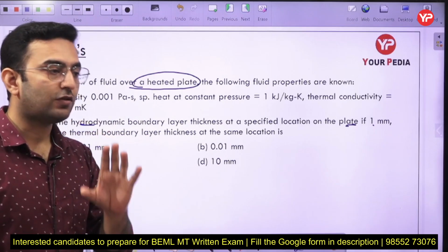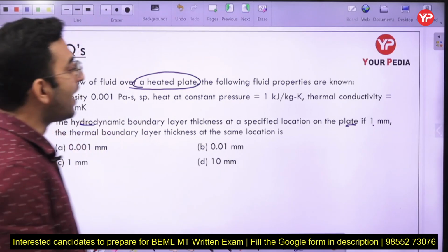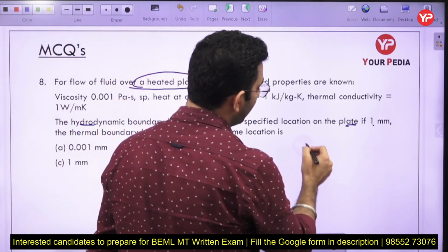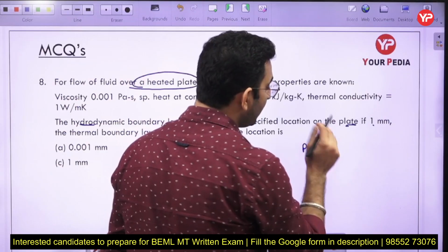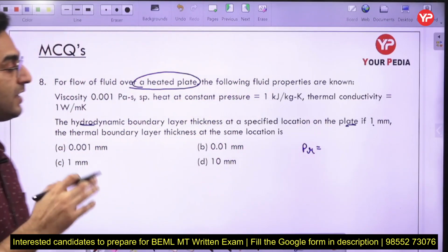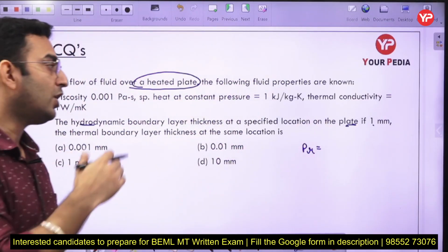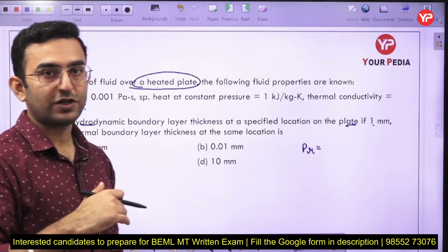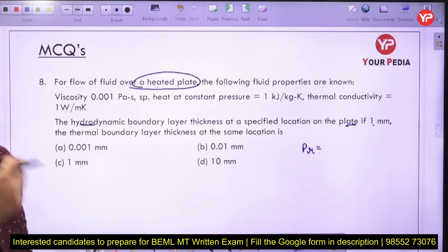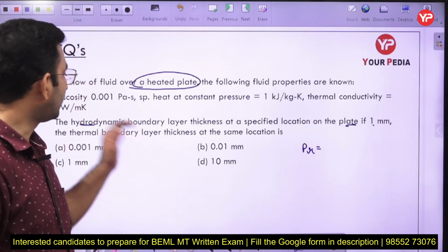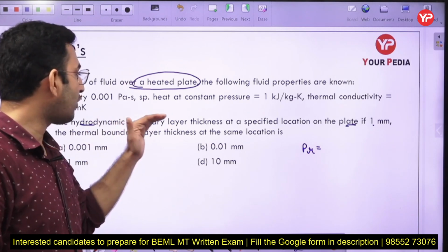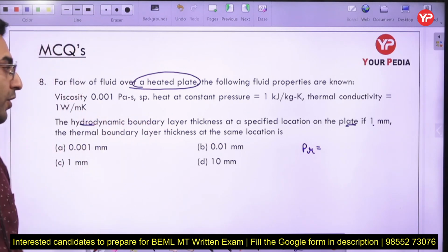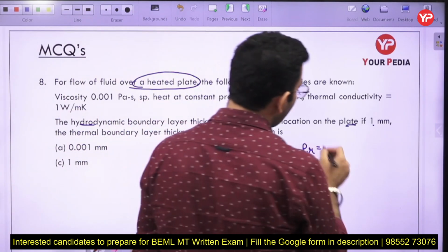So in this case, what parameter are we going to choose? We have to calculate the value of the Prandtl number, because the Prandtl number is only a property of a system. It is a dimensionless number which relates the thermal diffusion rate with the momentum diffusion rate, or basically compares the hydrodynamic boundary layer with the thermal boundary layer. Okay, so correspondingly what is the formula?